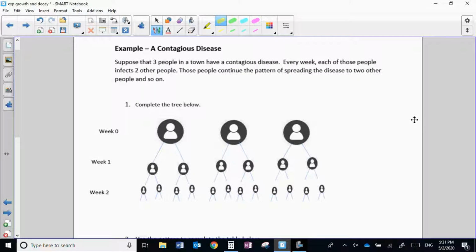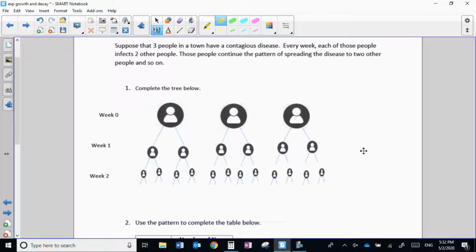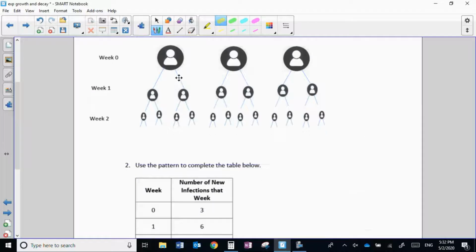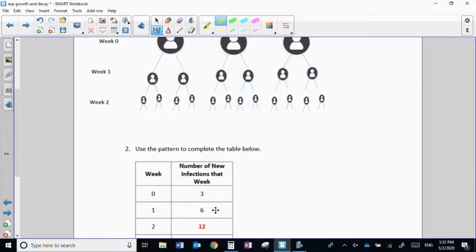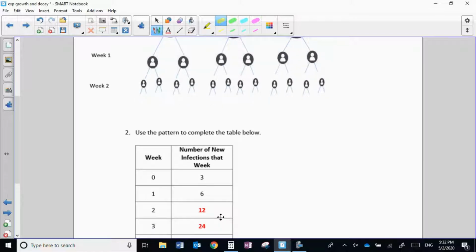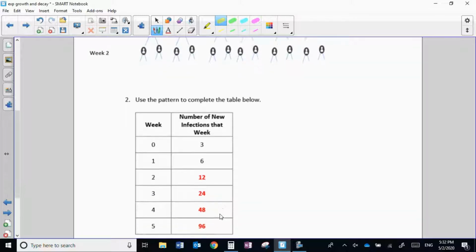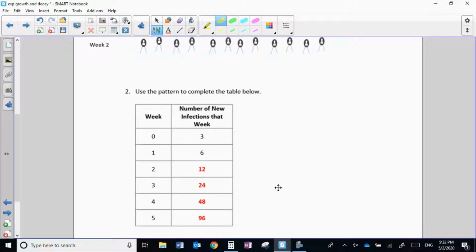So a contagious disease. 3 people in a town have the disease, and every week each of these people infects 2 other people. So the tree would look like this when completed, and in our table of values, you have 3 people week 0, each of them infects 2 people, so that's 6 people after week 1. Each of those 6 people infects 2 people, so that's 12 after week 2, and that pattern continues, 24, 48, 96, and so on. Now, we're doubling each time.